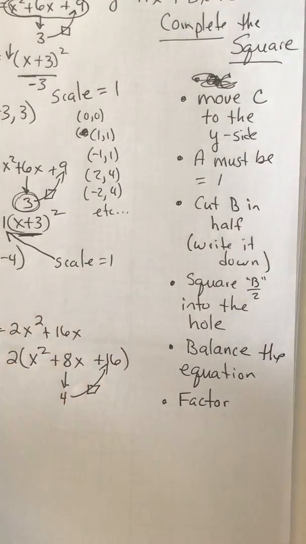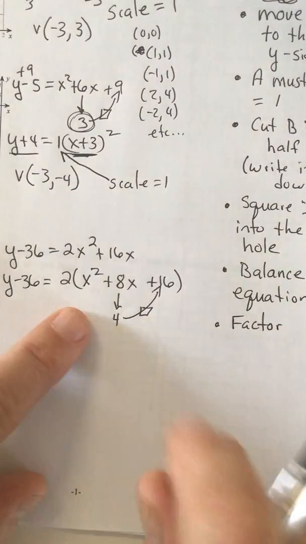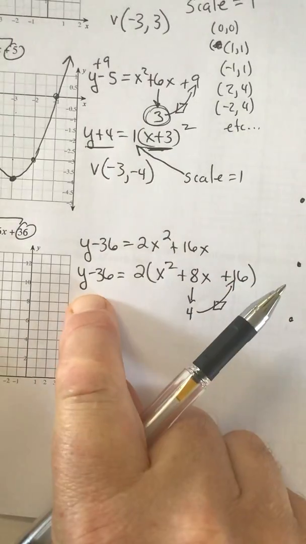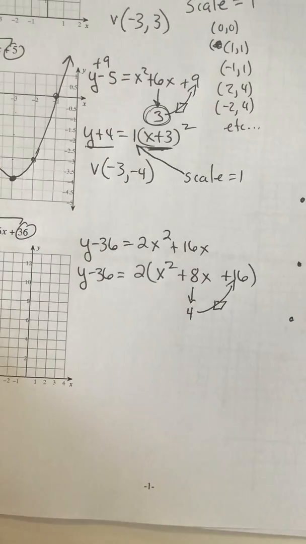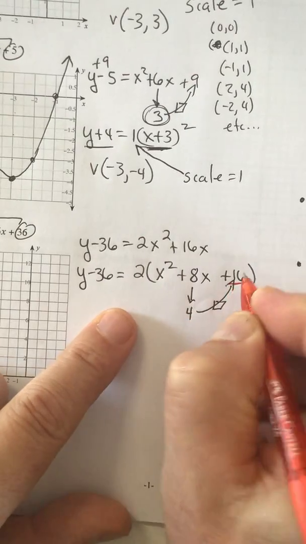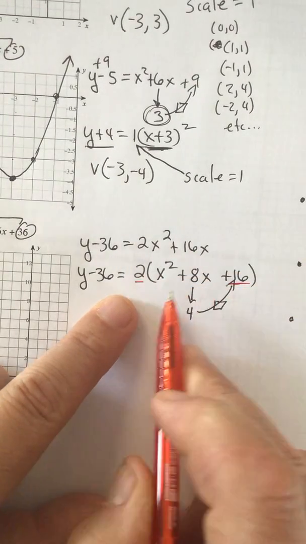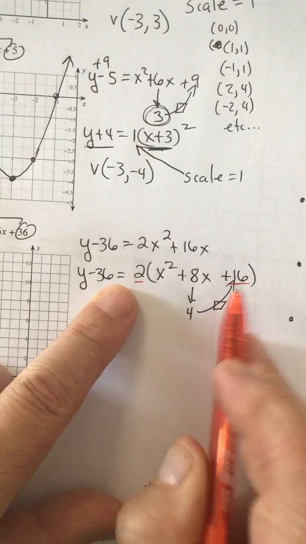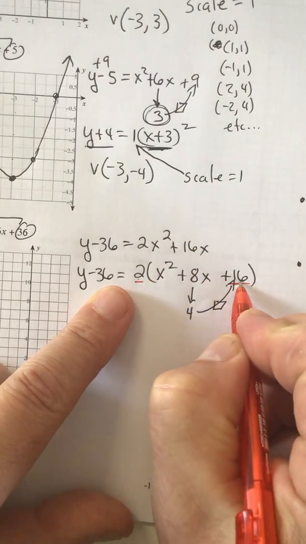Okay, balance the equation. It looks like we added 16 over here, so we have to add 16 over here. But we didn't really add 16. When I multiply all this together by putting this 16 right there, this whole thing was multiplied by 2. I really added 32 to this side. I added 2 times 16.